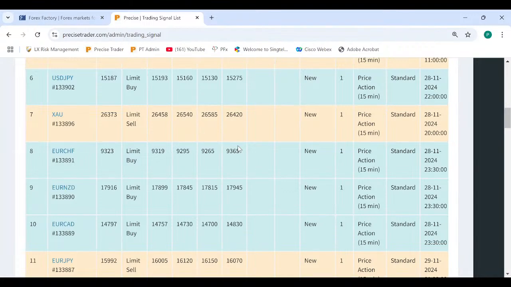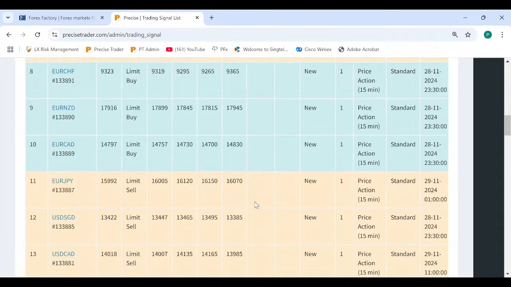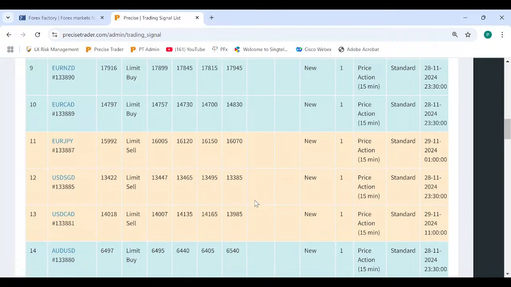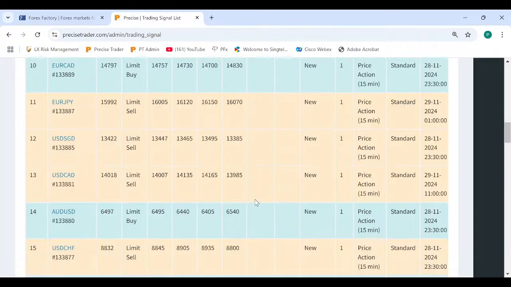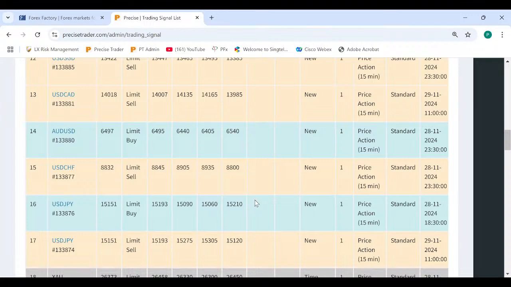Okay, then we have Euro Swiss, should be okay. Euro New Zealand, 2330. I think 2330. Euro yen selling, 1 o'clock. Sing dollar selling, 88.45. Okay, I think the rest all should be okay because the dollar yen will be cancelled in another 15 minutes. We are trying to put in a new order.